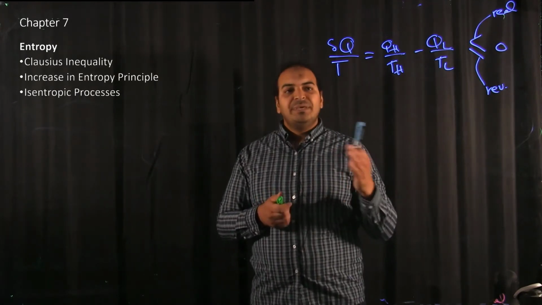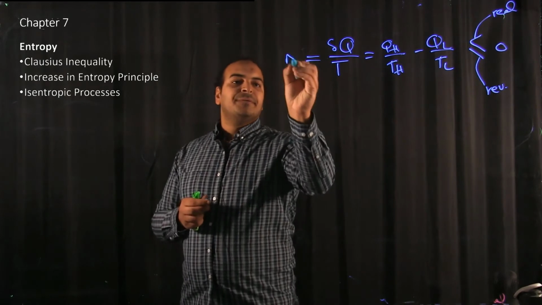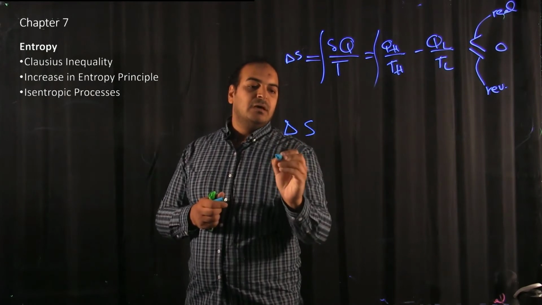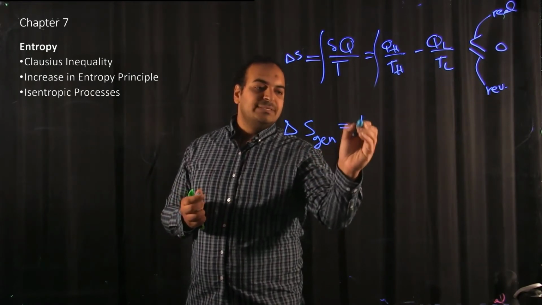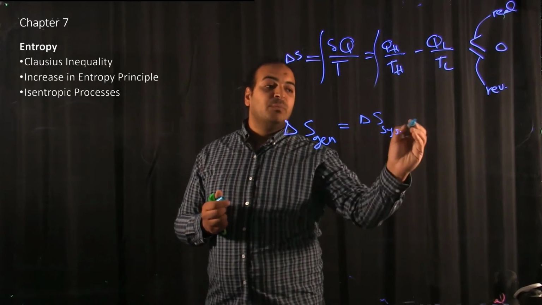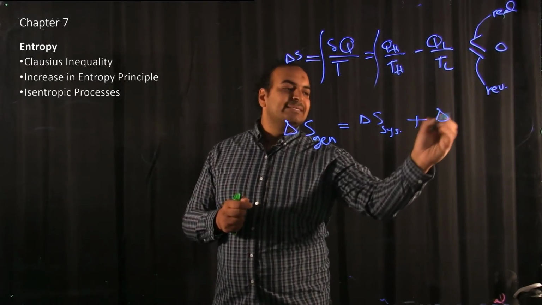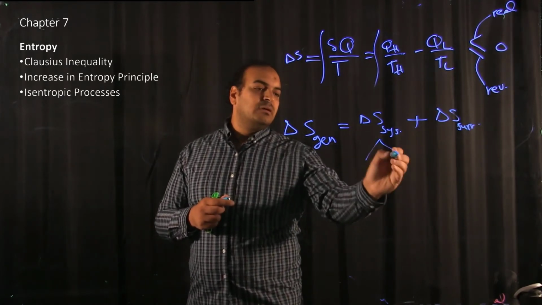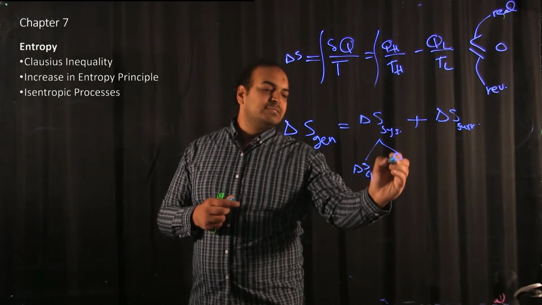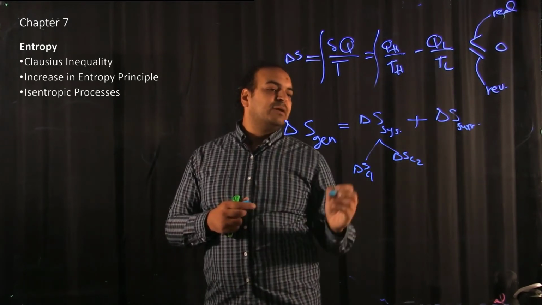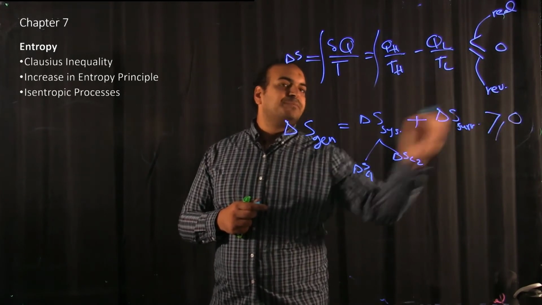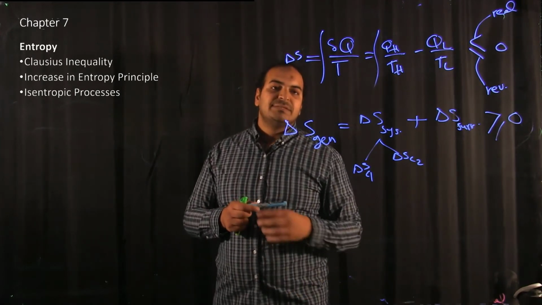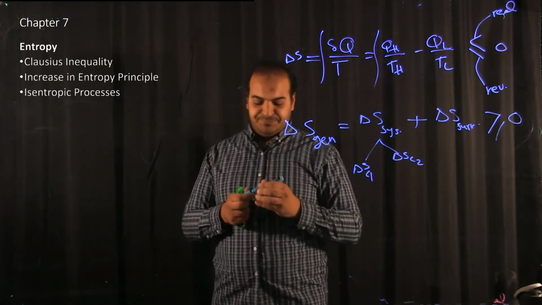Entropy is this property, the integration of this. Delta S generated for a system is delta S system, which can be more than one component, as we'll see in the midterm, plus delta S surrounding, usually one term. So if you have two components, delta S component 1, delta S component 2, plus delta S surrounding must be greater than or equal to 0. So the net entropy generation is this.